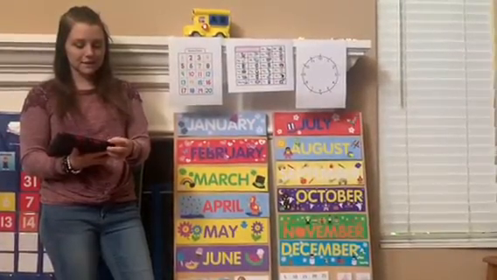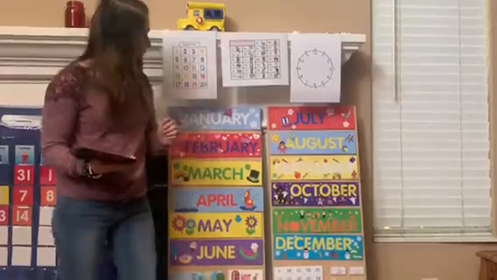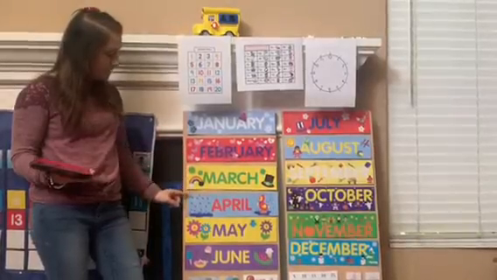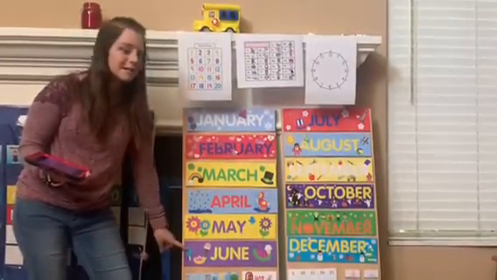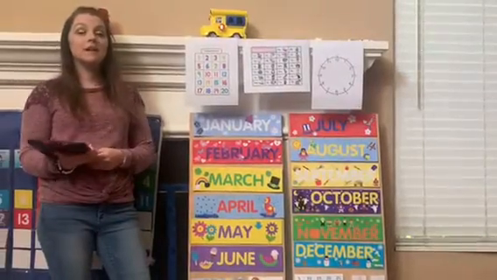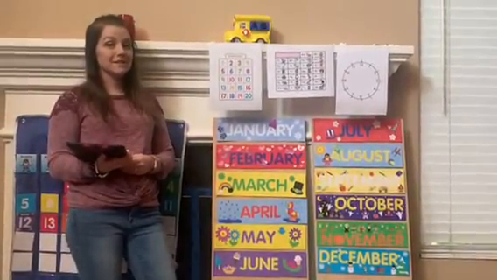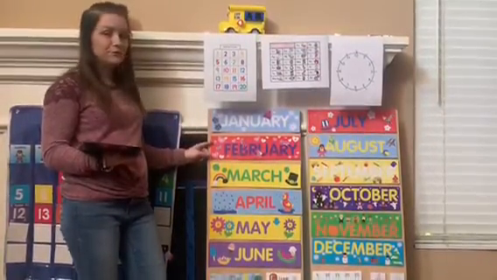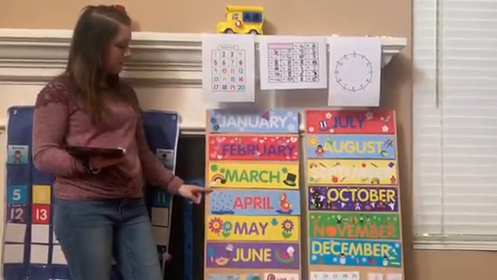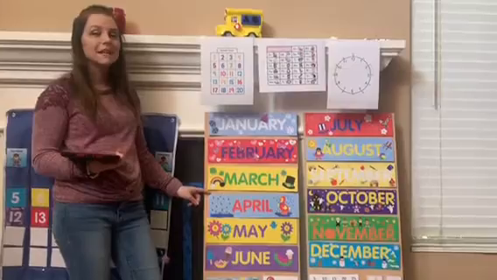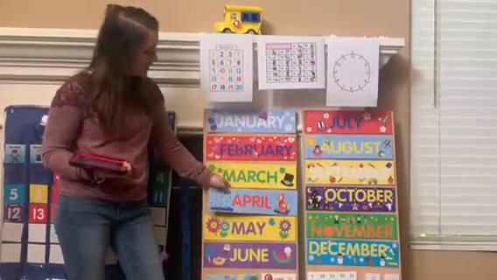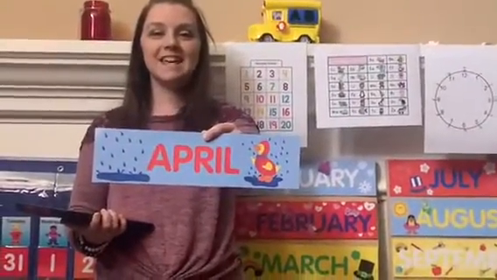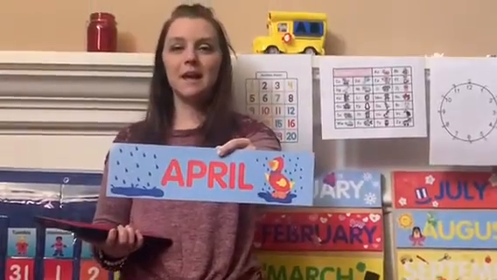All right, friends. So, are we on month 2, month 4, or month 6? If you answered month 4, you are correct. Let's count down to month 4. 1, 2, 3, 4. Month 4 is called April. The current month of the year is April. Let's put April on our calendar.